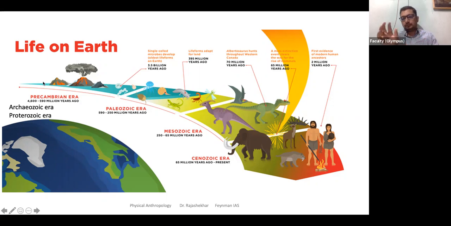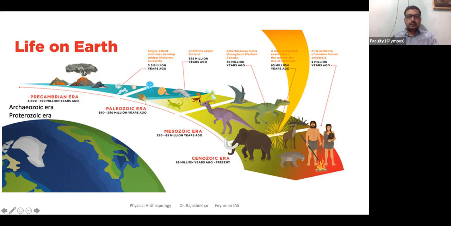This is a brief timeline of the various eras. We talked about Precambrian, which can be divided further into Archaeozoic and Proterozoic, and then the Paleozoic era, Mesozoic era, and Cenozoic era. There are particular timelines here. For Precambrian, approximately 4.6 billion years to 590 million years ago, then 590 to 250 here, 250 to 65 here, and 65 to today. So there is no specific spacing here. There is a random timing based on what existed and what the climate conditions were.